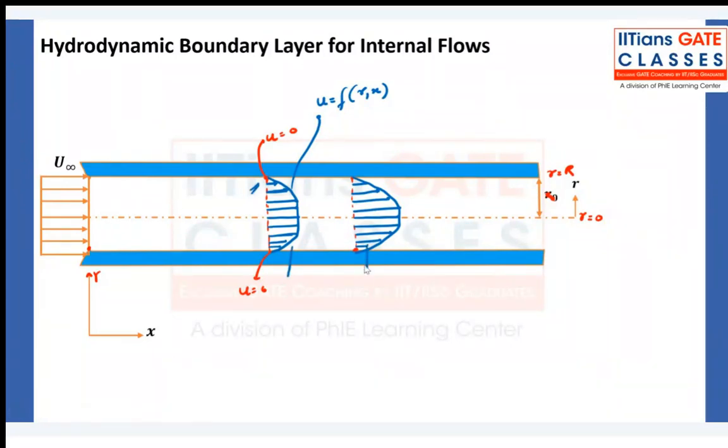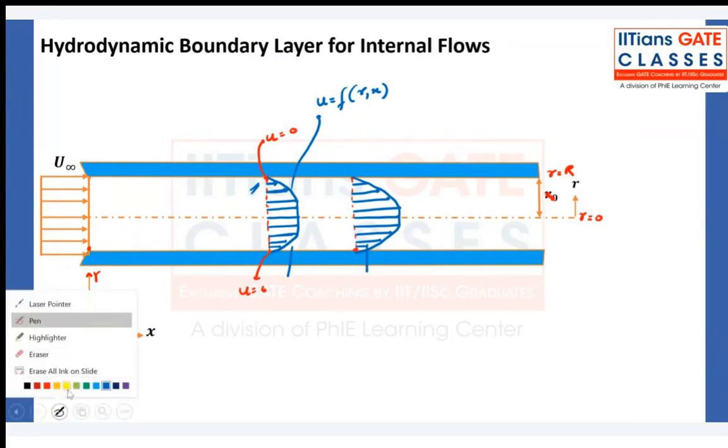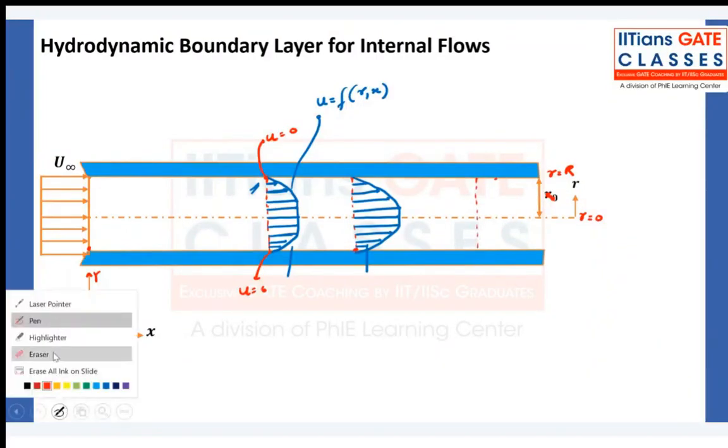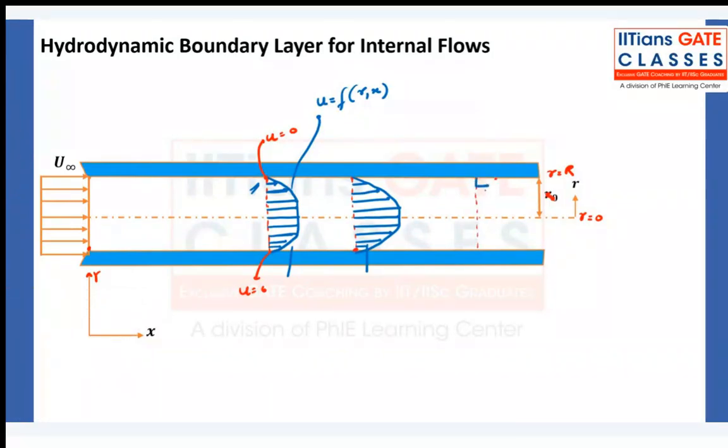Now after a certain point, once we reach here, let's say here, what will happen? It is going to increase, increase, increase, and there it will become maximum. Then it will reduce. So it is parabolic. Okay. Now where you reach this point, it is called fully developed flow. Now it is only a function of r.